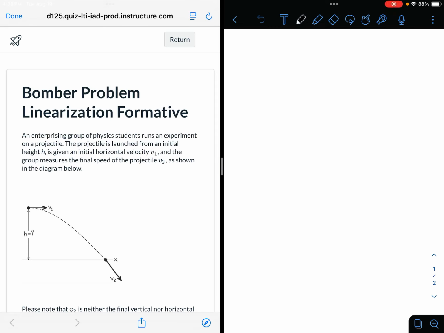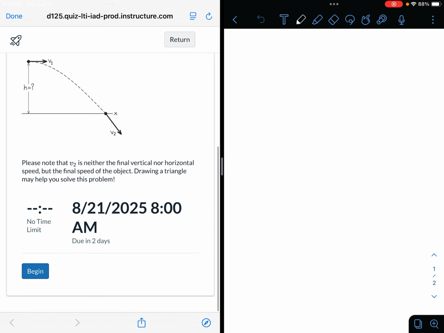All right, so we're going to do the bomber problem linearization formative. Please try this first. This is just my solution, but honestly, I'm doing this blind, so you can see how I think through it. Physics students are running an experiment with this bomber problem where you're given an initial velocity v1 horizontally, and they actually can measure the final speed at v2. So let's go ahead and start.